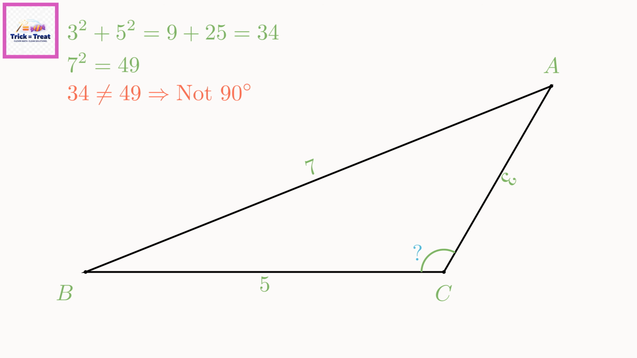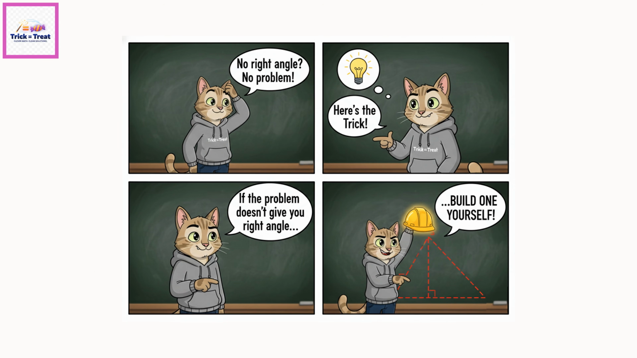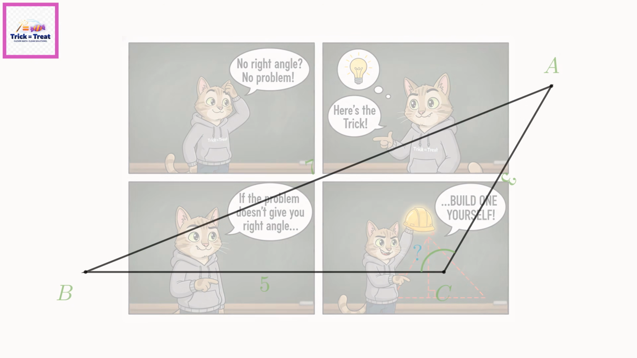Because the long side is too long for the theorem, this angle has burst open. It's an obtuse triangle. It's wider than 90 degrees. So, no right angle? No problem. Here's the trick. If the problem doesn't give you a right angle, build one yourself.